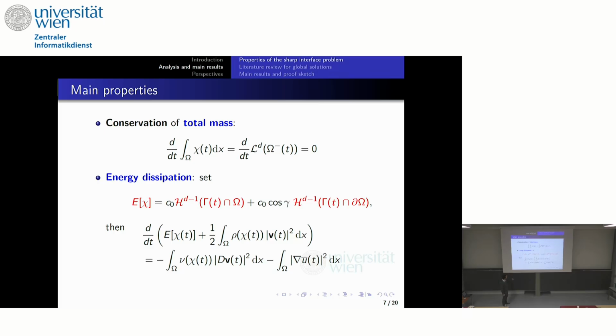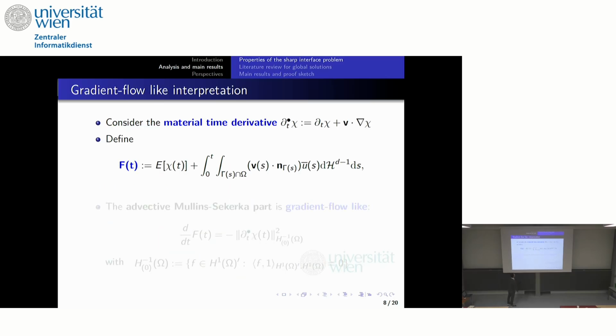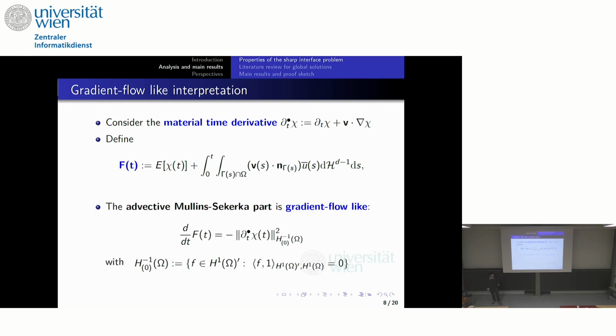We all know that this energy has good lower semi-continuity property with respect to L1 convergence. So this energy is very well behaved. And then it's perfectly feasible to expect that we can use, let's say, a gradient flow approach to the problem, at least with the velocity equal to 0. Let's now see what happens if the velocity is not 0.